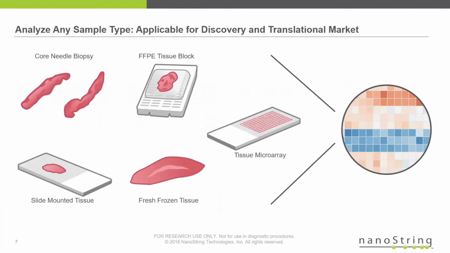As for the types of samples we can run on our instruments, anything that you get out of the clinic is obviously varied, and also from preclinical models as well. We can do core needle biopsies, FFPE tissue blocks, fresh frozen tissues, and we can also do tissue microarrays, which I think is a very unique feature of what we can do.